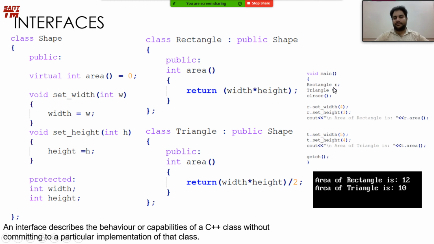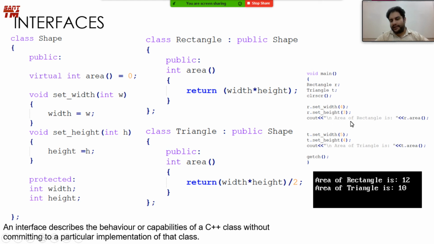Rectangle R, triangle T. An object R of rectangle is created, and an object of triangle is created. Then using R, I am calling set width. Can I call set width using the object of rectangle? Yes, because set width is inherited here. So using the object R, I am calling set width and passing 4 to w. That means width is equal to 4. Using the object R, I am calling set height. As set height is inherited here, I can call it using the object of rectangle. So R dot set height 3. 3 will move to h and height is equal to 3. So width is 4 and height is 3.